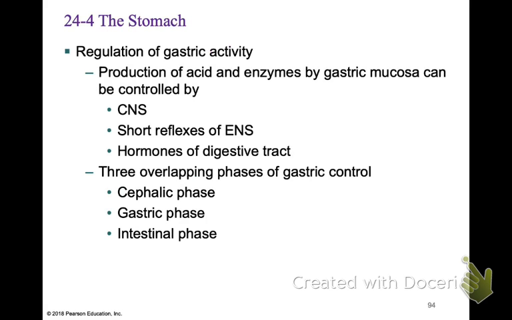So regulation of gastric activity, there are 3 levels. First is your head phase, the cephalic phase, then the gastric phase, the stomach itself, and then the intestinal phase.